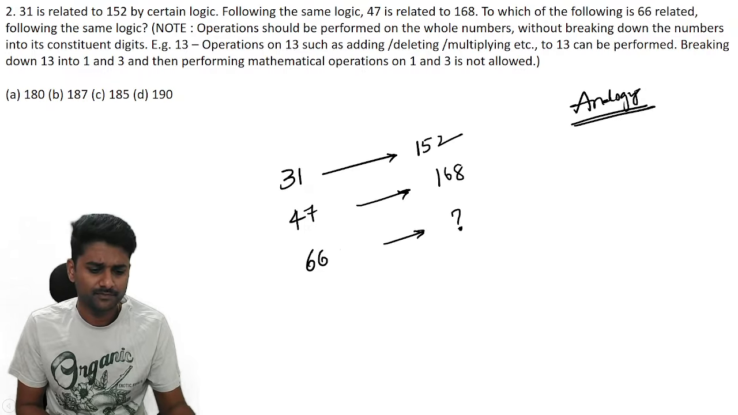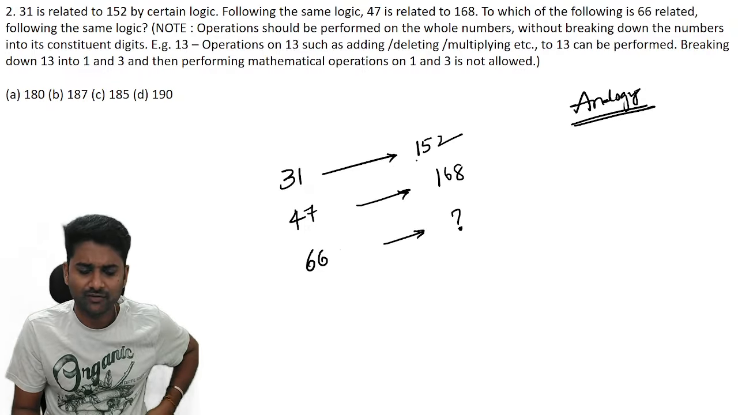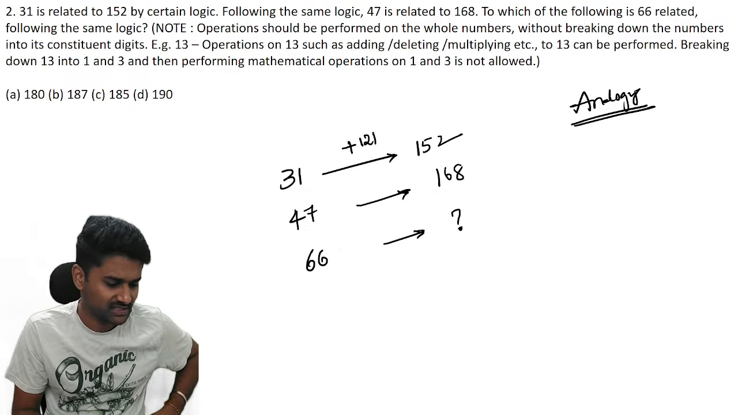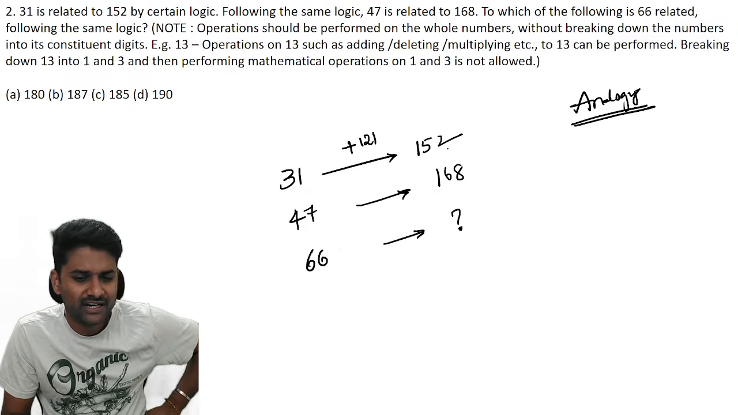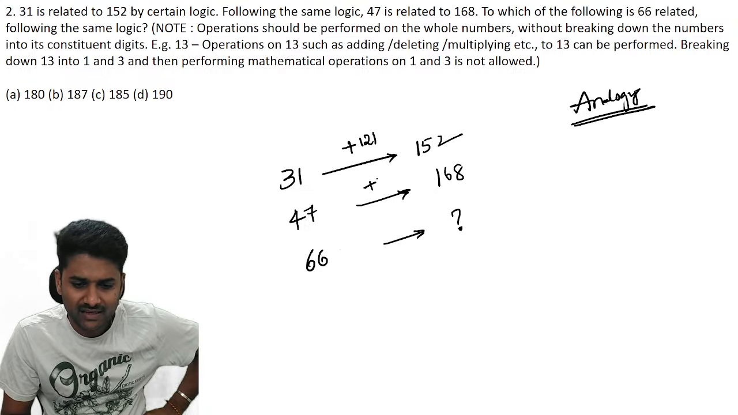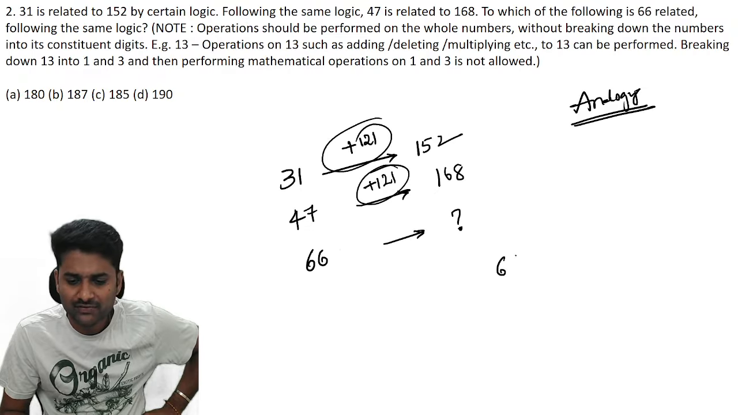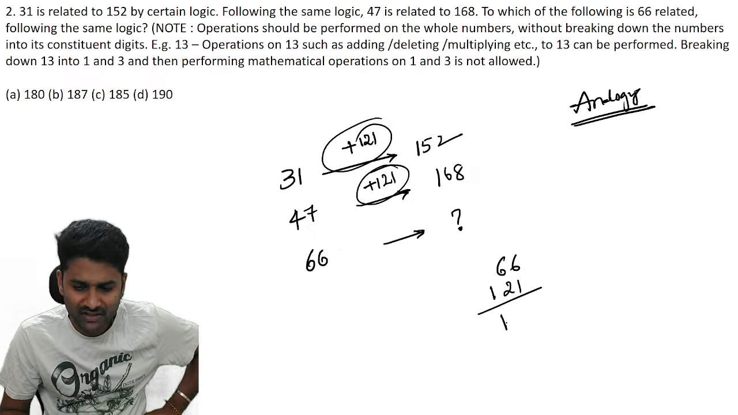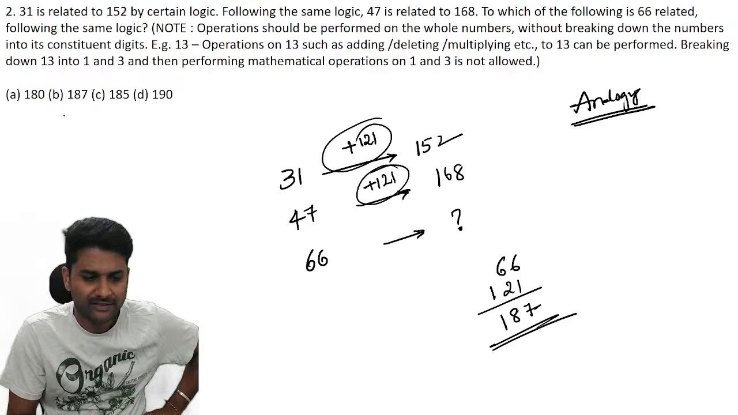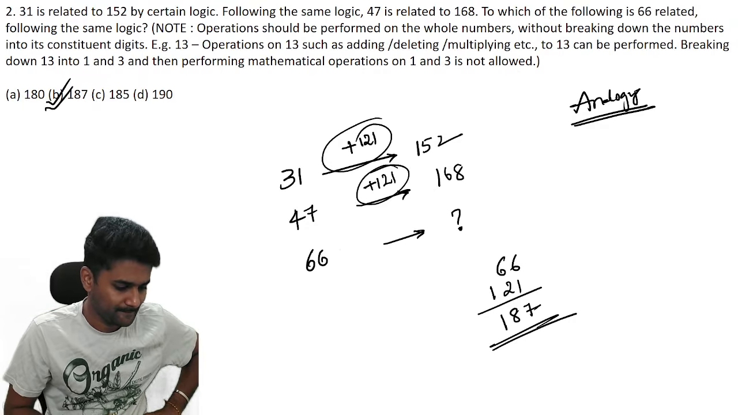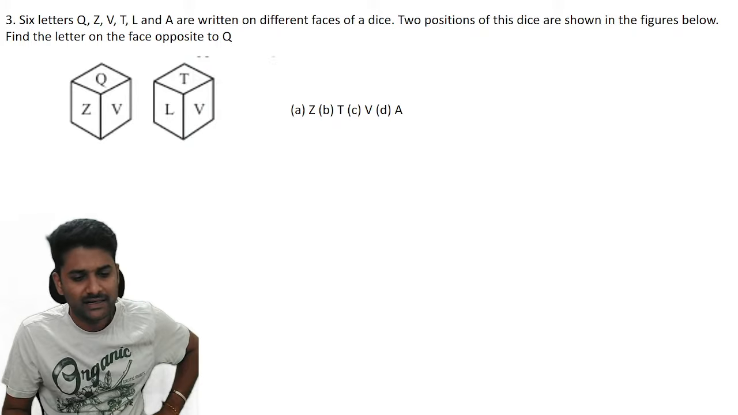So here it's simple. If you see the difference between 31 and 152, it's exactly 121 units. 31 plus 121 is 152, and the same with 47 and 121, the resultant becomes 168. So the same logic they followed for 1 and 2, apply the same logic for the given question. If 66 is added to 121, then the resultant is 187. The difference between numbers is the same. Next, move on to the next one.